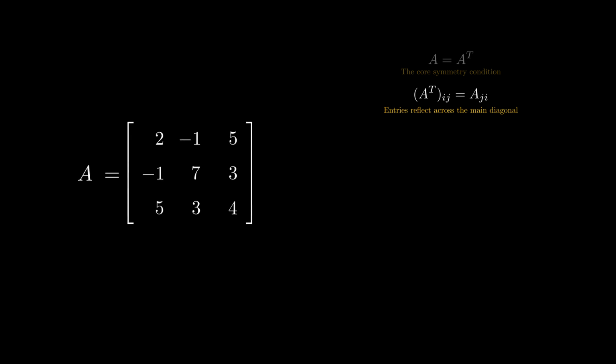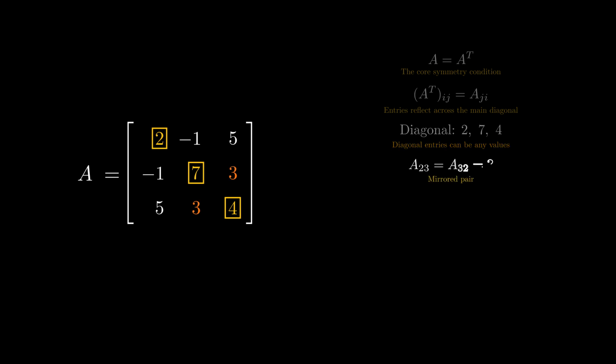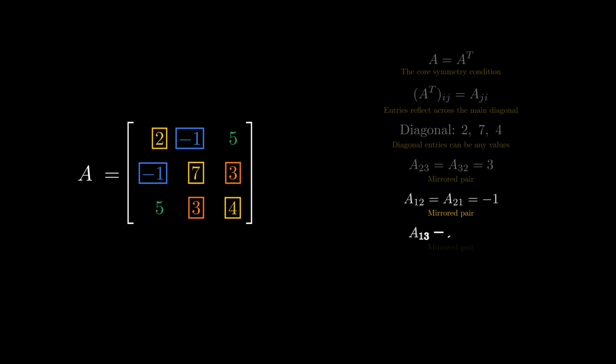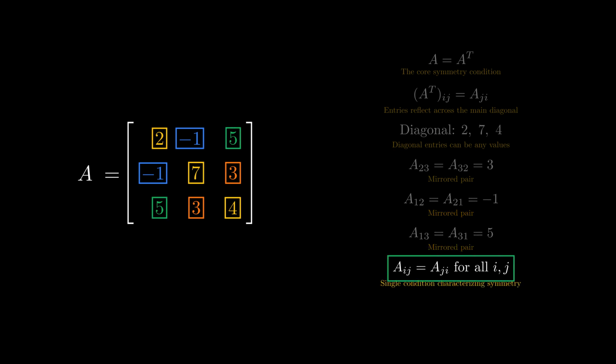Look at this 3 by 3 matrix. The diagonal entries 2, 7, and 4 are free to be anything, but each off-diagonal pair is locked together. The 2s match, the negative 1s match, the 5s match. That single mirror condition is everything we need.